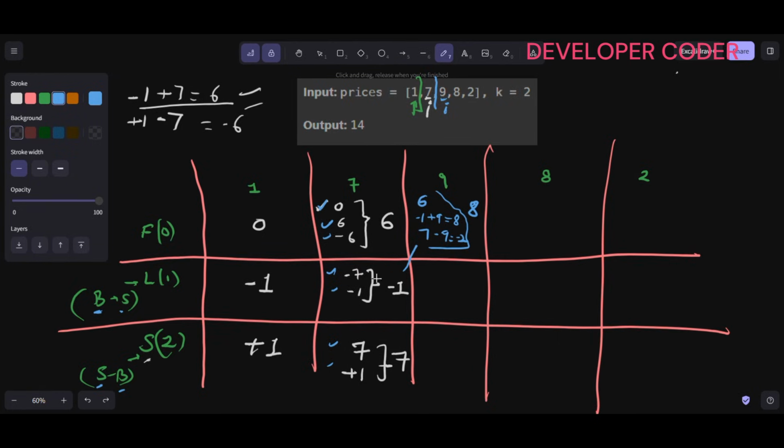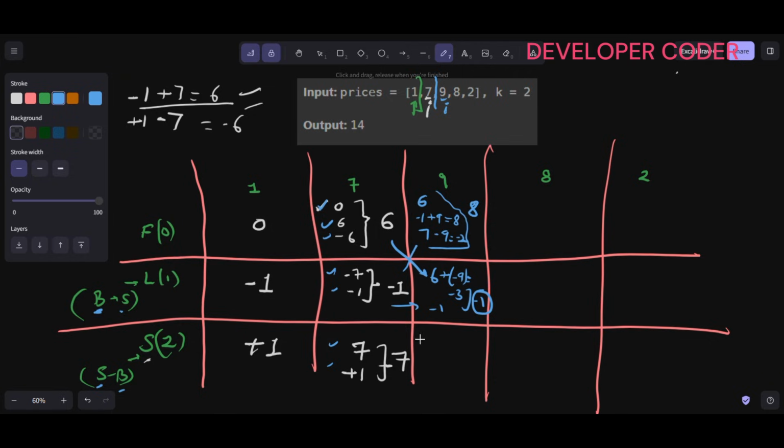So now see this, right? Here from flat we can go to the long. How can we go from flat to long? Here we need to buy, right? Previously it was 6, now I buy it. Buy means I'm giving away the money. So 6 plus -9, so I will get -3 here. Or I can stay here with -1. Among these the best is -1. So I'm going with -1 here.